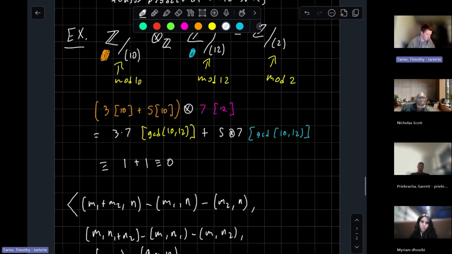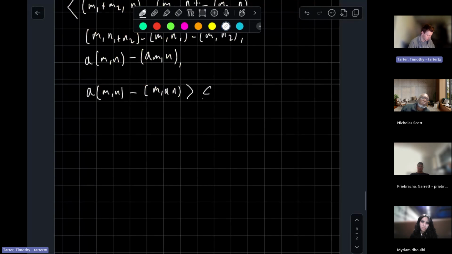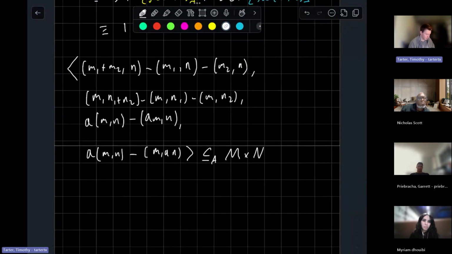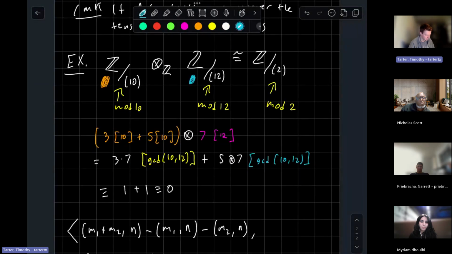And this is a submodule of our A module, this is a submodule of M cross N as a Cartesian product. And if we quotient M cross N by this submodule, then we get the tensor space. And for Z, this happens to be defined by the GCD. Which just sucks.